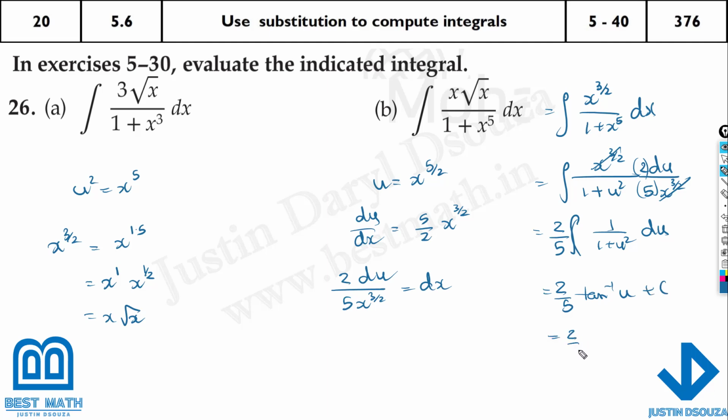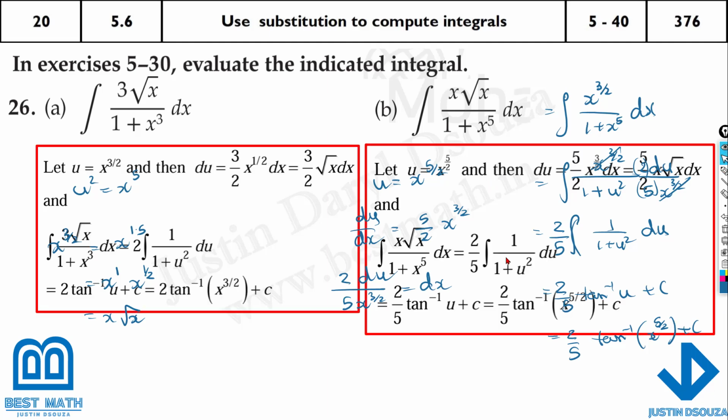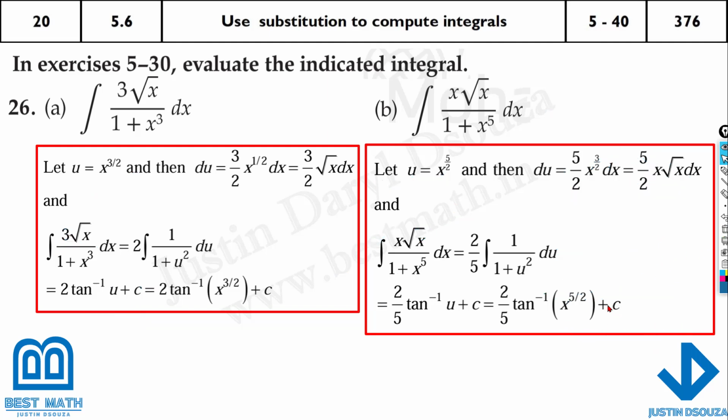But what is u exactly? 2 by 5th of tan inverse of x raised to the power 5 by 2 plus c. So this is the final answer here. We can see it's 2/5 of tan inverse x raised to 5 by 2 plus c.